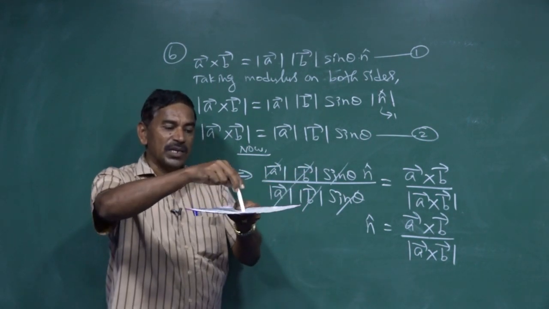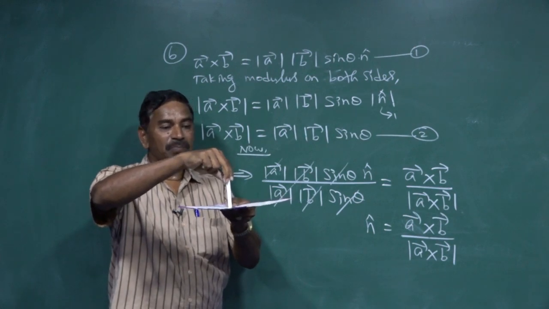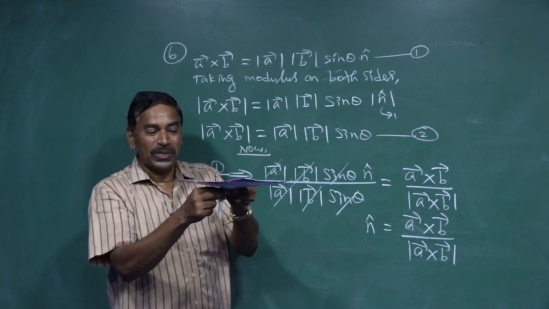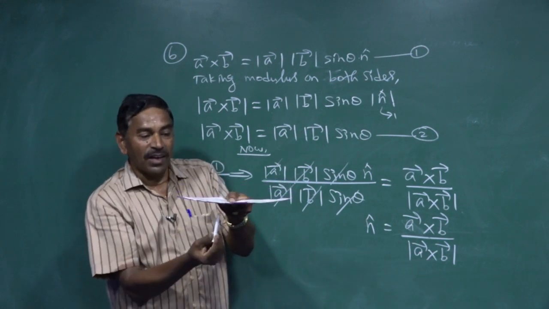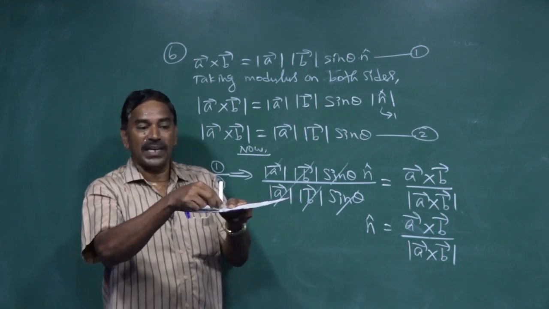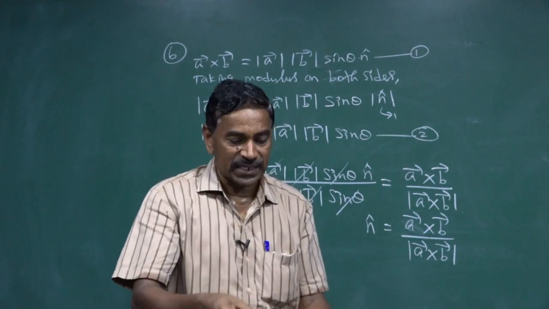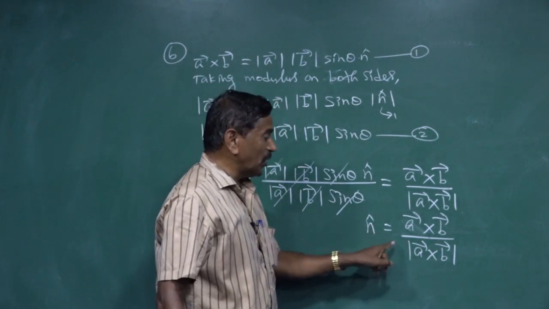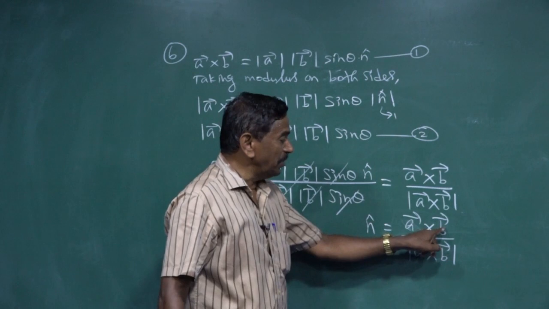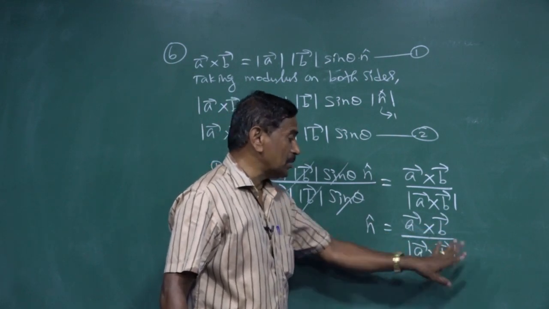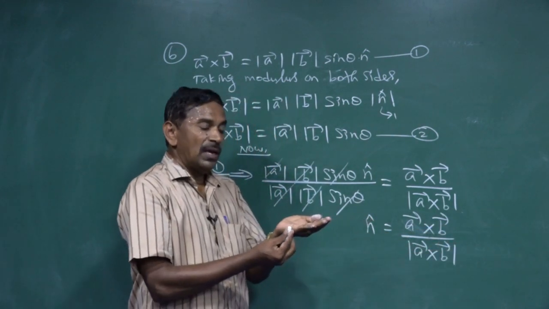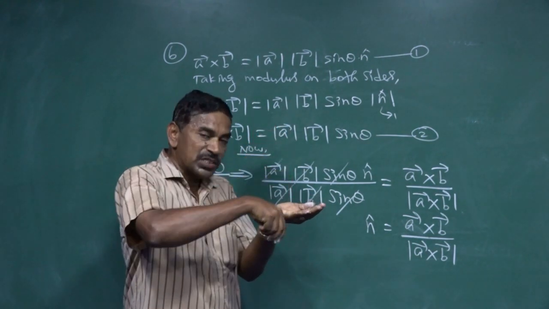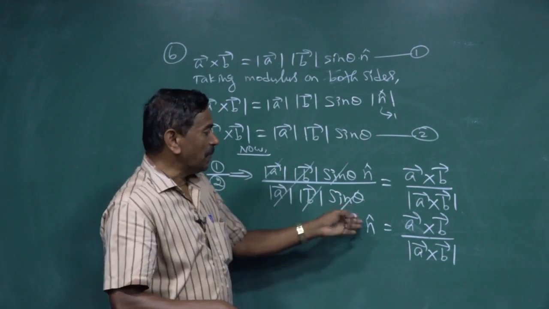Suppose the screw comes from top to bottom, it comes downward, so that is minus n cap, and when it goes up it is plus n cap. So the formula is plus or minus n cap is equal to plus or minus a vector cross b vector divided by modulus a vector cross b vector. The unit vector goes upward as plus n cap and goes downward as minus n cap.